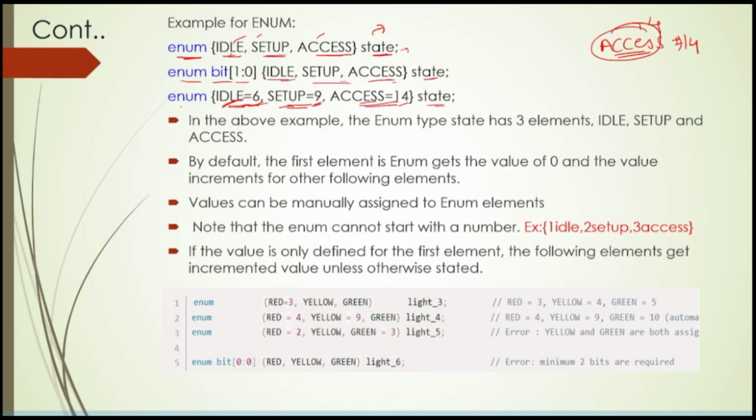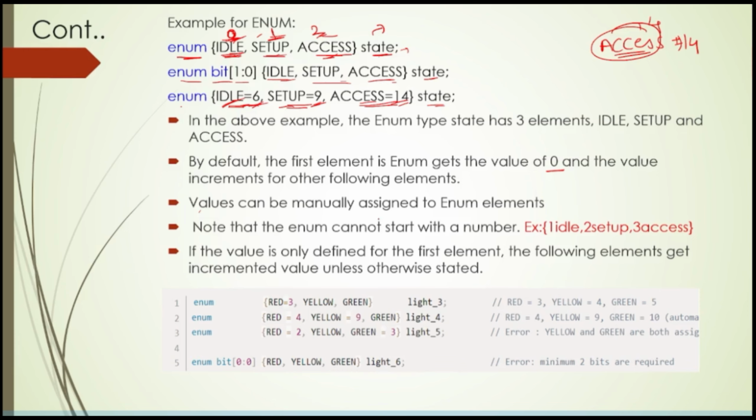No, it's not like that. If you give values, it holds that particular value, and if you don't give values, it will be incremented automatically. The first value will be 0, and then it increments along from 0. So the idle state holds the value 0, the setup element holds the value 1, and the access element holds the value 2. Clear? By default, the first enum gets the value 0, and the value is incremented for the other elements. This is how it works.